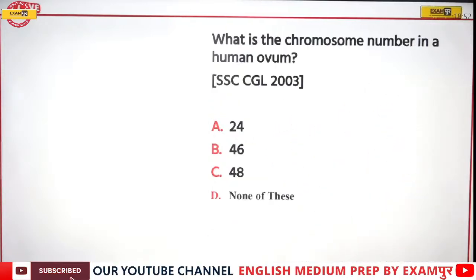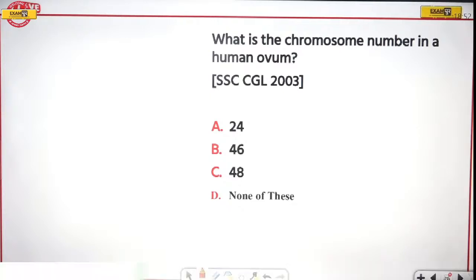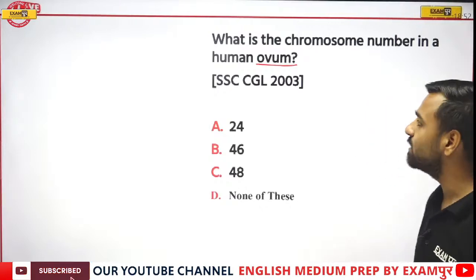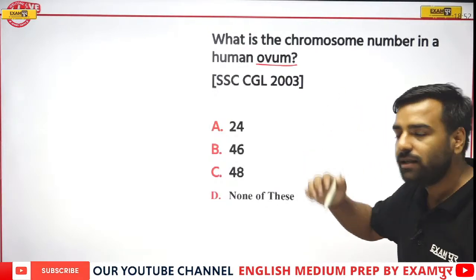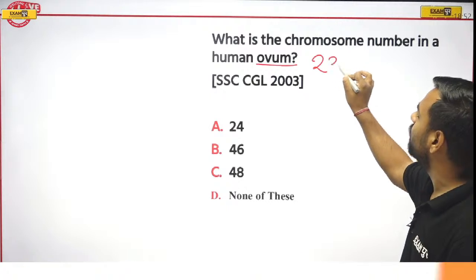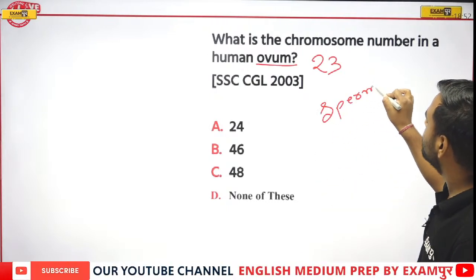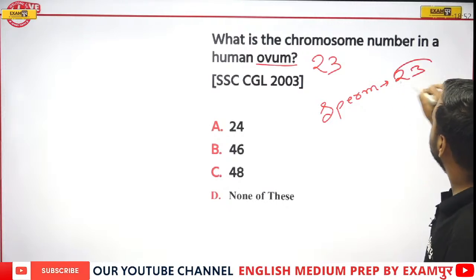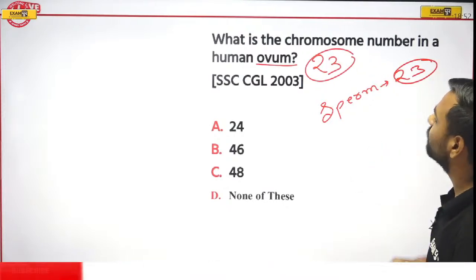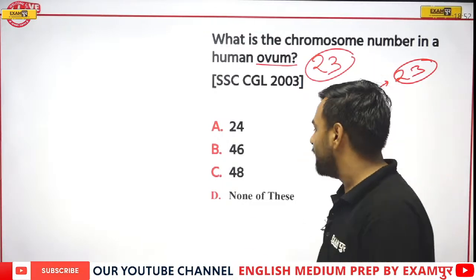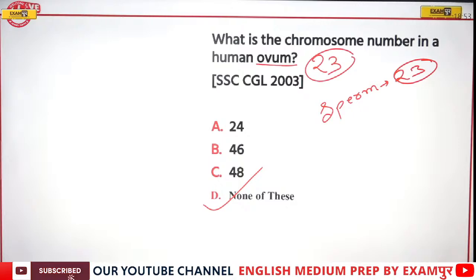Moving forward, what is the chromosome number in a human ovum? If I talk about the chromosome number in the human ovum, this means we are talking about haploid. That means we'll be talking about 23 over here. In a similar manner, for the sperm as well, we have 23. So this 23 and 23 gives us 46. So let's have a look. Is there any option that is 23? No. And hence option number D, that is none of these, would be the correct answer.